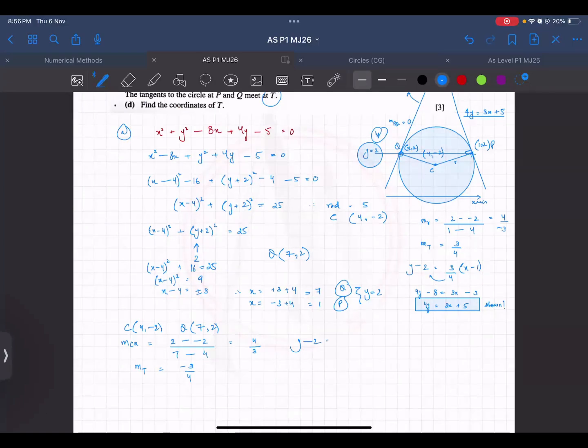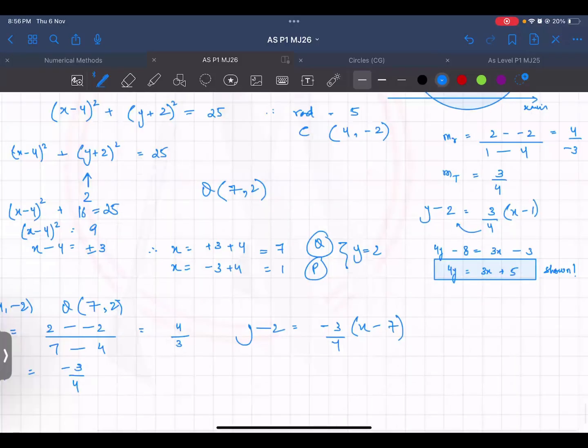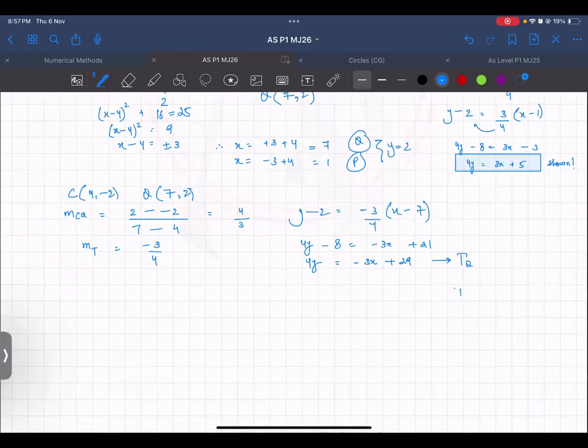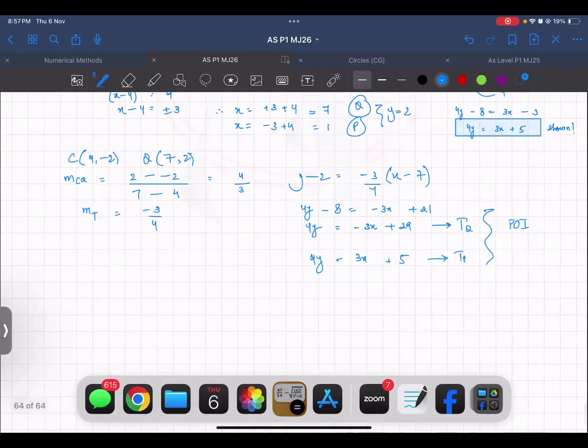So y minus 2 equals negative 3 upon 4 times (x minus 7). I'm using the point Q. And now this will become 4y minus 8 equals minus 3x plus 21, so 4y plus 3x equals 29. This is the equation of the tangent at Q, and we already have the equation of the tangent at P, 4y equals 3x plus 5. So what would you do now? Simultaneously solve them, and the point of intersection will be the coordinate of T.